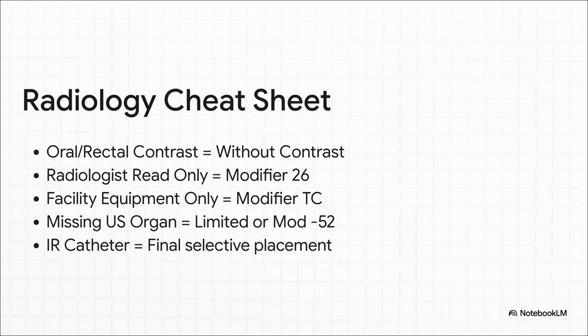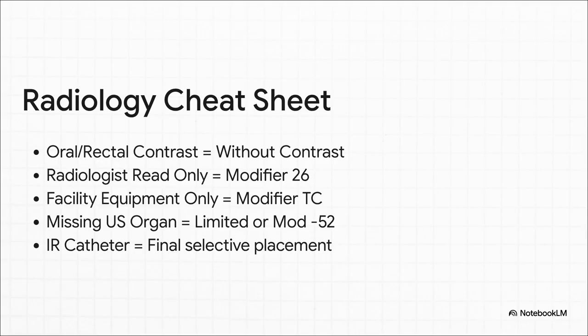To wrap things up, here's your high-energy, rapid-fire cheat sheet. Lock in these 4 mental frameworks to instantly recognize these exam traps. 1. Oral or rectal contrast always means without contrast. 2 and 3. Radiologist read-only, that's modifier 26. Facility equipment only, that's modifier TC. 4. Missing just one single ultrasound organ means you drop down to a limited study or use modifier 52. And finally, for IR catheters, always code for that highest, final selective placement.